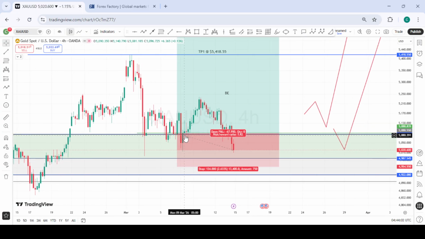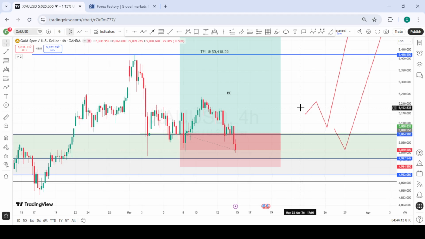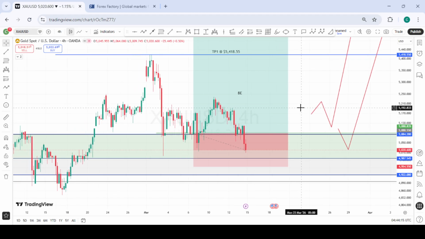Our entry was around this side, and price moved into profit and it came back to our entry point. So we closed this trade at break even, and I'm going to explain why we closed this position.